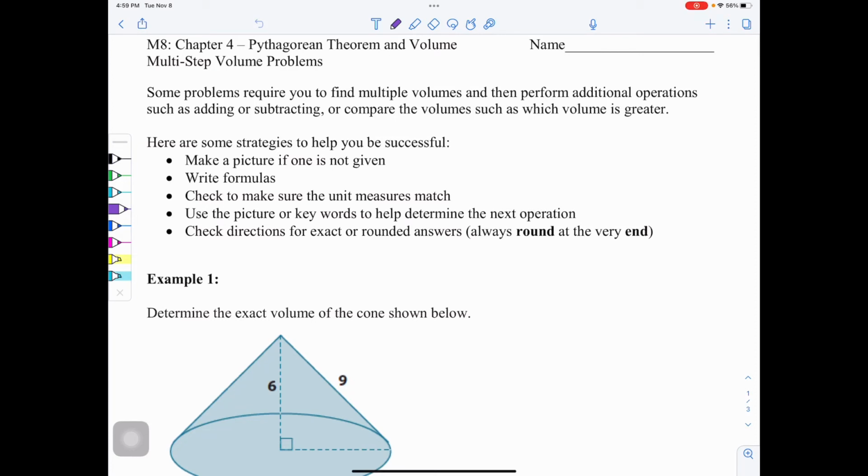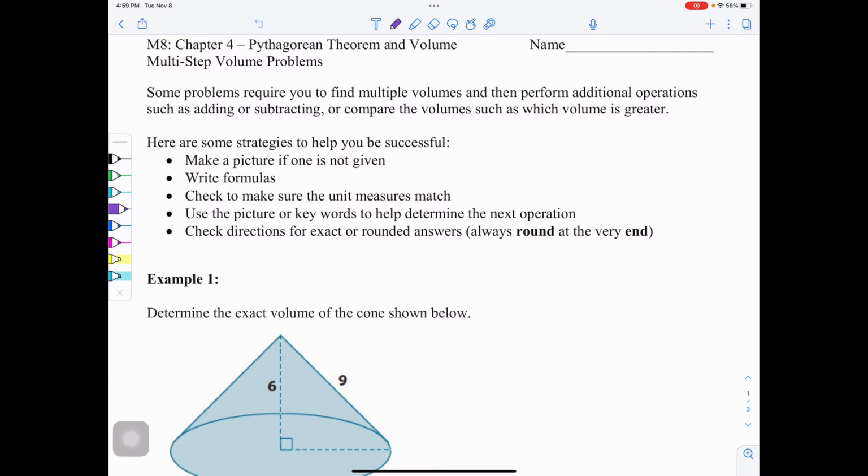Today's lesson is called Multi-Step Volume Problems. So some problems require you to find multiple volumes and then perform an additional operation, such as adding or subtracting, or possibly would ask you to compare the volumes, such as which one is greater, or some other variation of something where you have to complete more than one step to get to the answer to the problem.